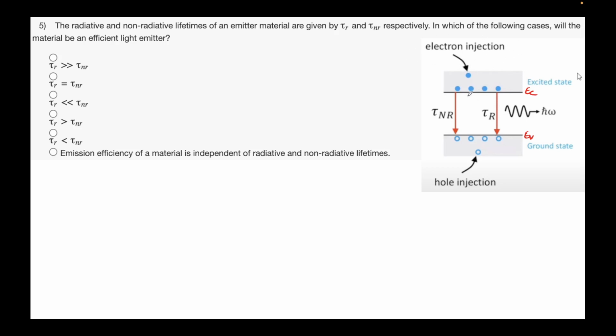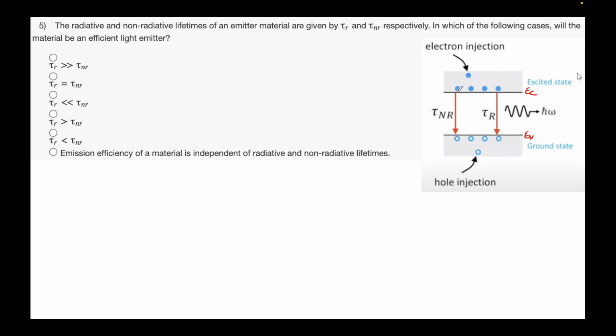So here, just consider only these two electrons. The right electron is going to recombine with the right hole, and in the process it will generate a photon. This process is known as radiative recombination, because it's recombining and a radiation is coming out.